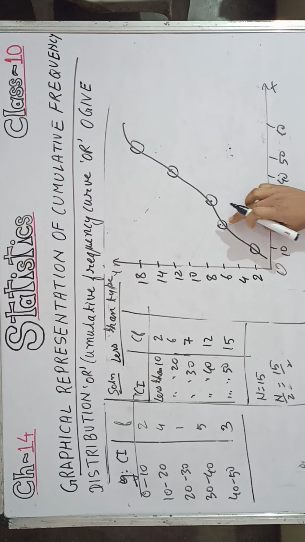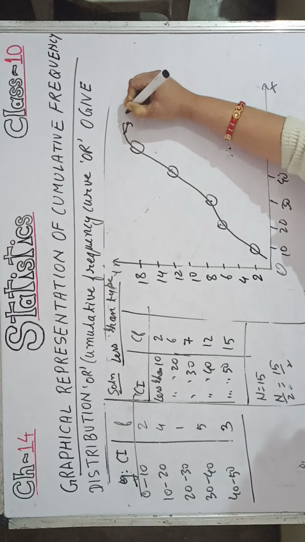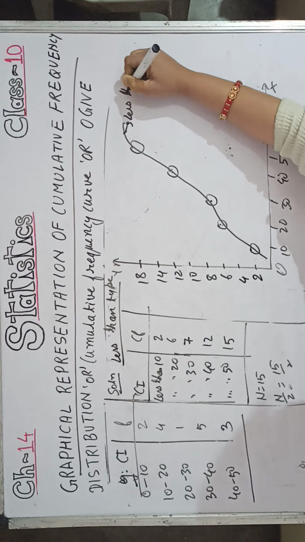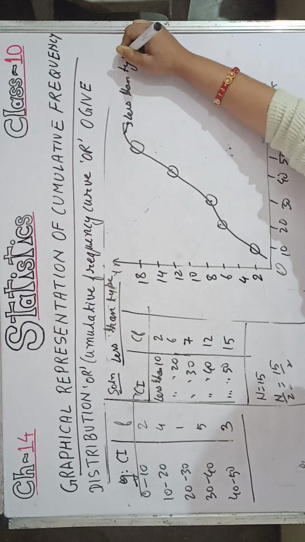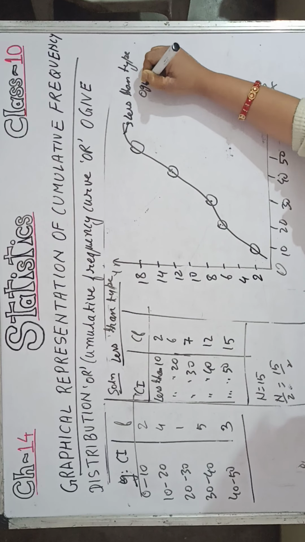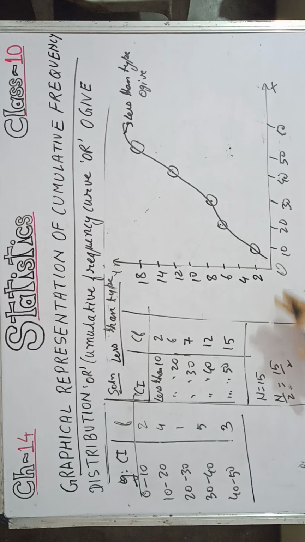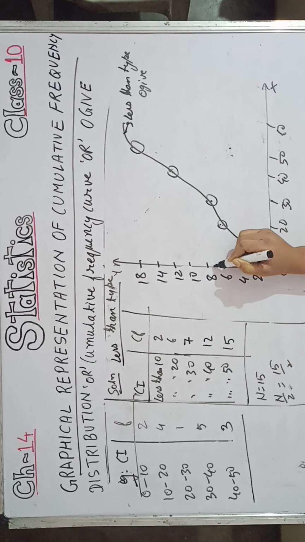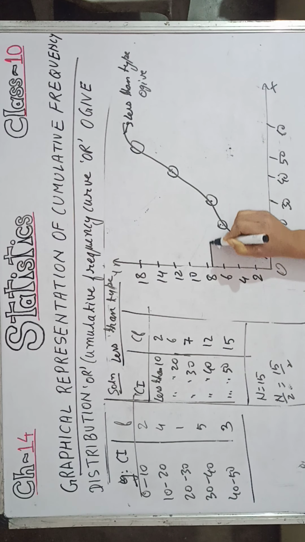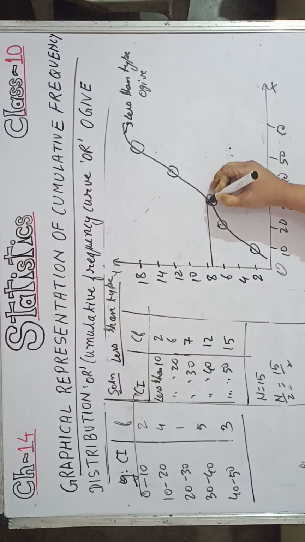Okay, so this is the less than type ogive. Now for the median value, to calculate the median value, 15 by 2, that is 7.5. Over here 7.5, parallel. Then from here, perpendicular.